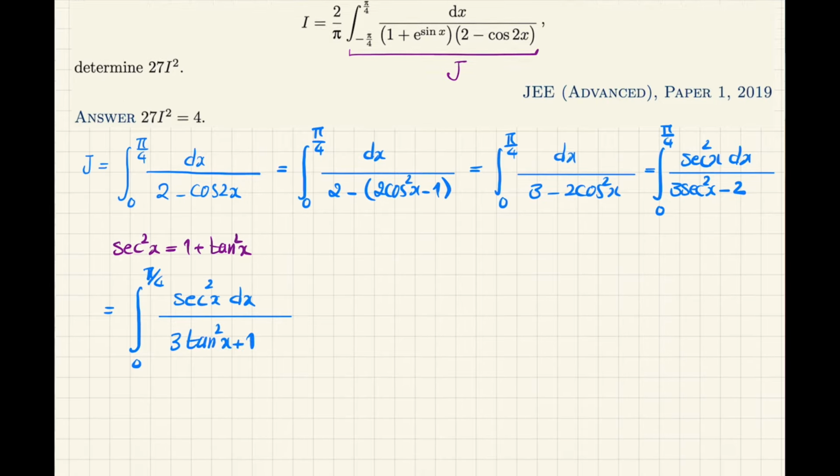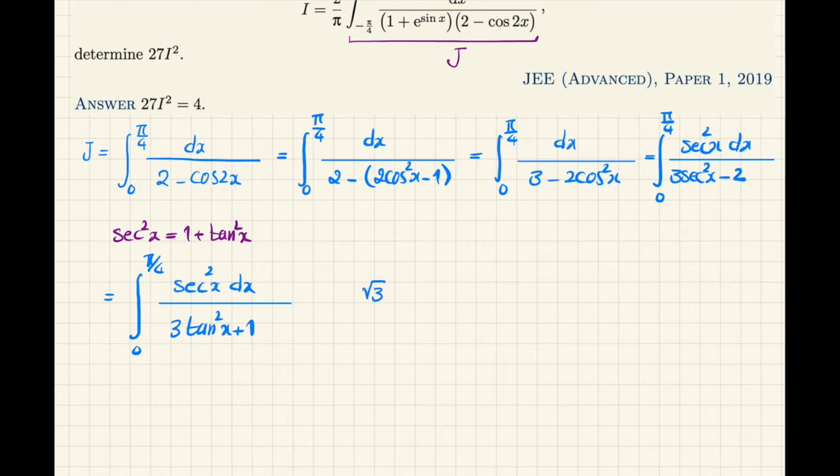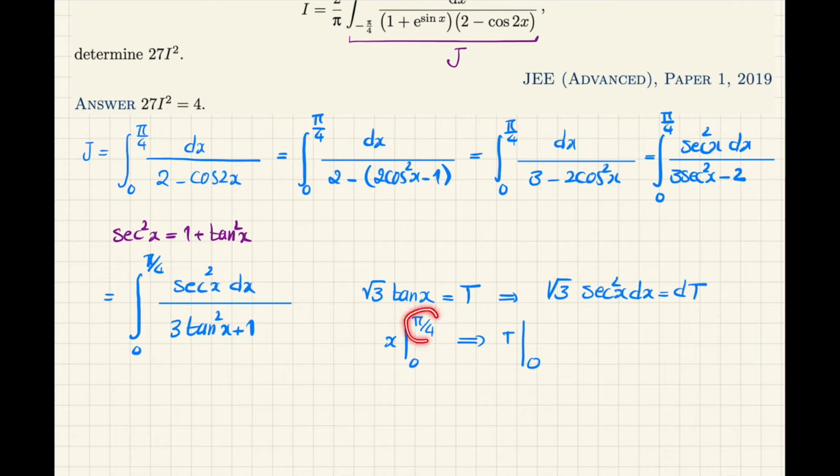Okay? But now I will take square root of 3 tangent of x equals a new variable t. Then I differentiate, so it becomes square root of 3 secant squared x, because the derivative of tangent is secant squared, and then dx equals dt. And now x goes from 0 to pi over 4. Let us find the new limits for my new variable. If x is equal to 0, tangent of 0 is 0, multiplied by square root of 3 is also 0. And if x is pi over 4, tangent of pi over 4 is simply 1, and 1 multiplied by square root of 3 is just square root of 3.